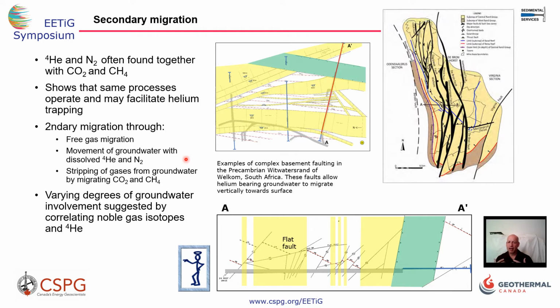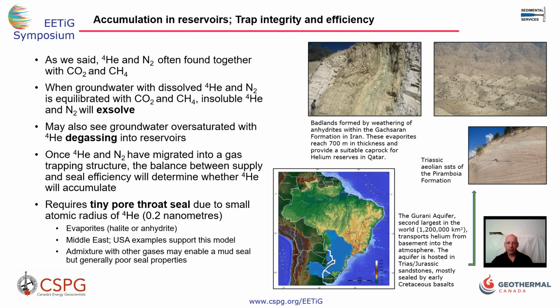And what happens is that eventually you'll see stripping of these gases from the groundwater due to the migration of more carbon dioxide and methane. So the carbon dioxide and methane will continue to be dissolved, and that will lead to exsolving of the nitrogen and helium. The example I've shown here is from South Africa, and we're going to come back to this as one of our case studies, but you can see the network of faults here which are permitting the migration of this groundwater through these conduits.